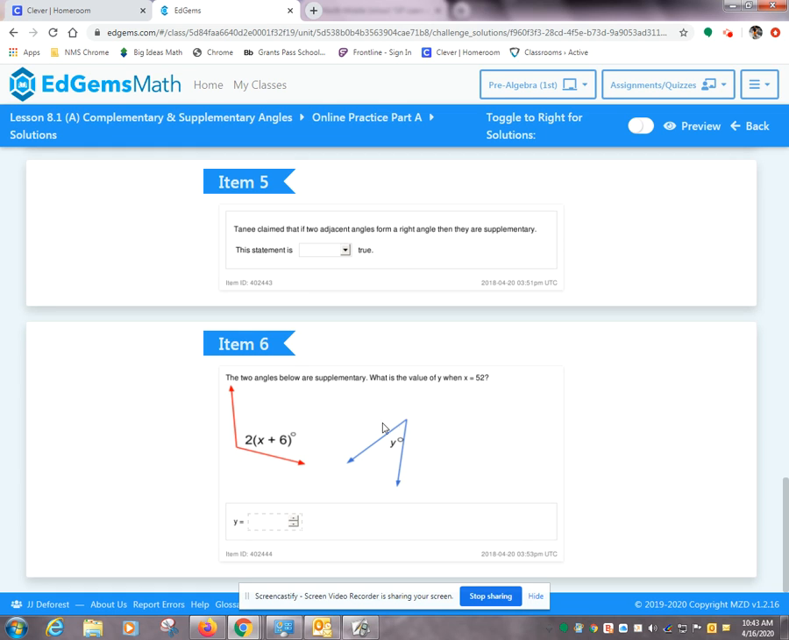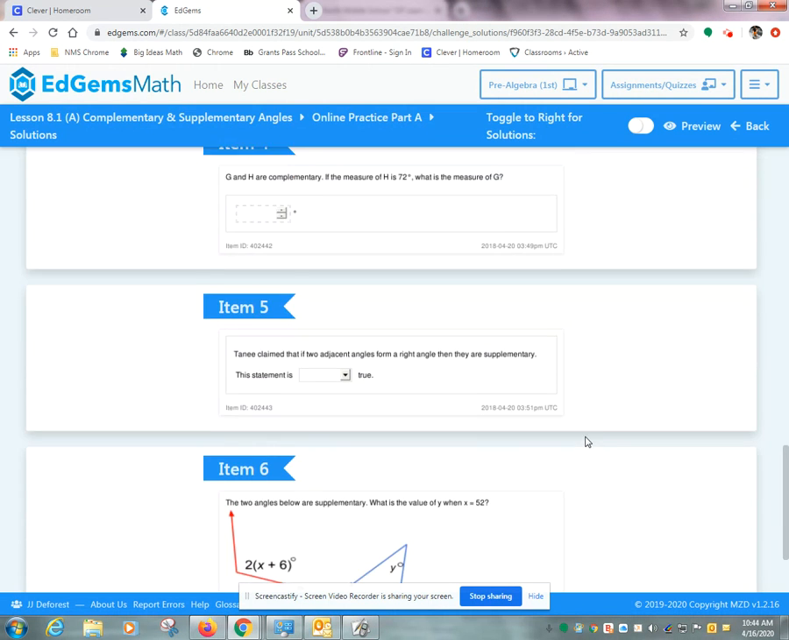So 116 plus y equals 180. We're going to have to subtract that 116 from both sides to find the value of y. Hopefully that number is going to be less than 90, because it looks like this is an acute angle. It's less than 90. You always want to check that answer. So hopefully you did very well on that.